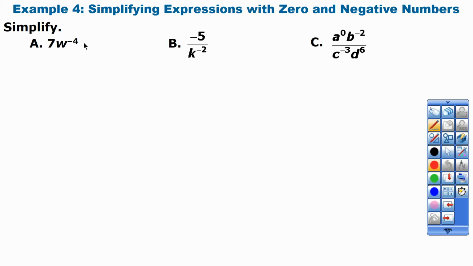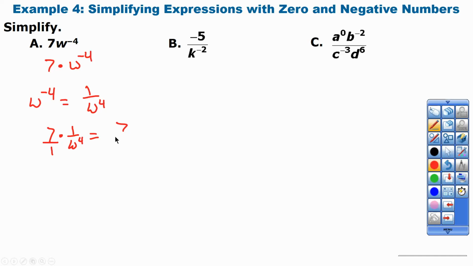So we're going to go ahead and go through this. So this is going to be 7 times w to the negative 4. And then w to the negative 4 is the same as 1 over w to the 4th. So this is going to be 7 times 1 over w to the 4th, which is 7 times 1 is 7, 1 times w to the 4th is w to the 4th.